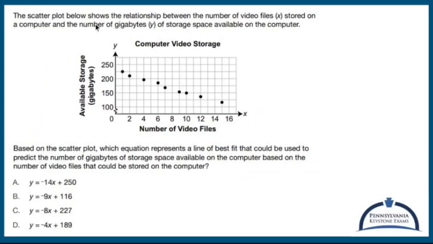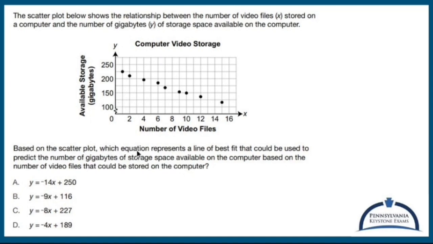The scatter plot shown below shows the relationship between the number of video files, X, stored on a computer and the number of gigabytes, Y, of storage space available on the computer. All right, so we got ourselves a scatter plot. We got a bunch of dots, and it looks to me, and I'm no mathematician, that the more video files you have, the less available storage you have. That's called, boys and girls, a negative correlation.